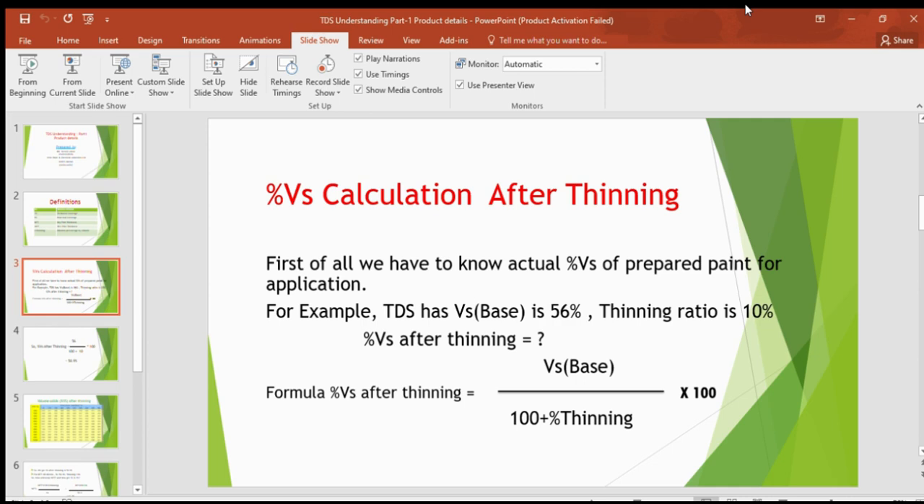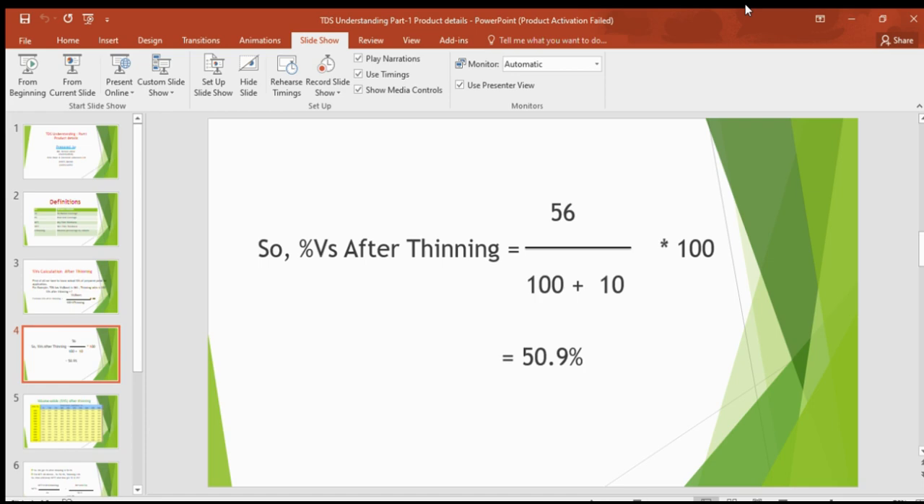Thinning ratio recommended 10%. Percent volume solid after thinning, what? Let's see the formula. Percent volume solid after thinning is volume solid base divided by 100 plus percent thinning, into 100. So percent volume solid after thinning is 56 divided by 100 plus 10, into 100, equals 50.9%.